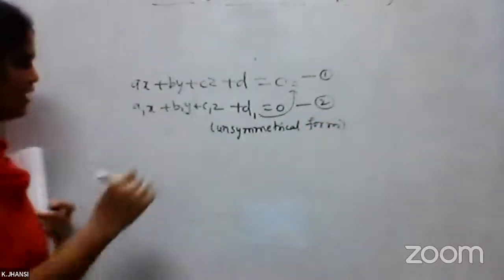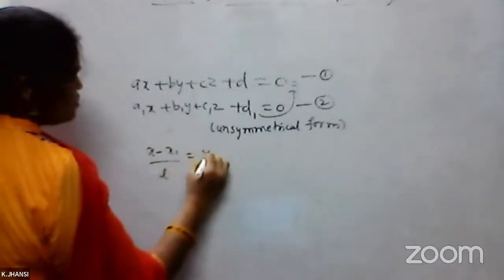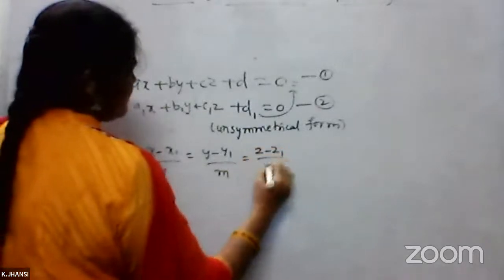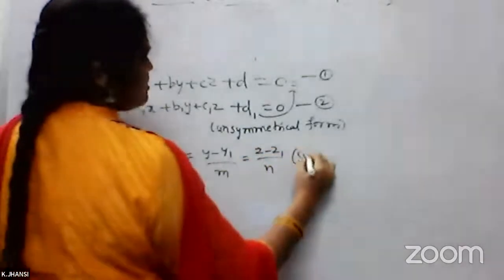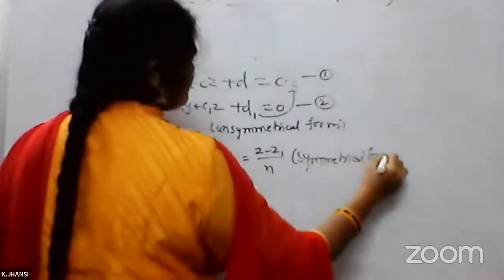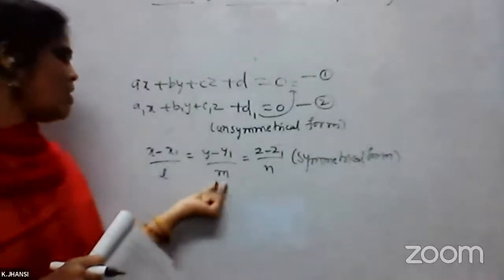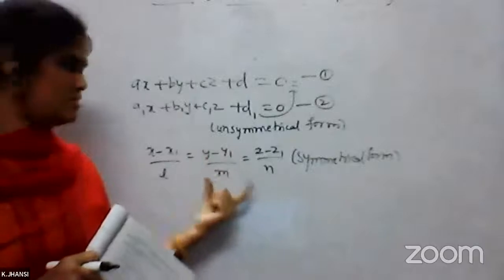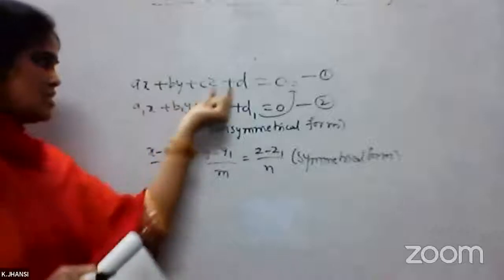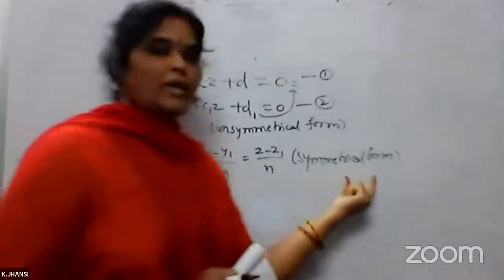Okay. So if you write the line equation as x minus x1 by L equals y minus y1 by m equals z minus z1 by n, this is called symmetrical form. Here L, M, N are the direction cosines, and x1, y1, z1 is the given point. Okay. So this is symmetrical form, and the other is unsymmetrical form, and we are converting into symmetrical form.